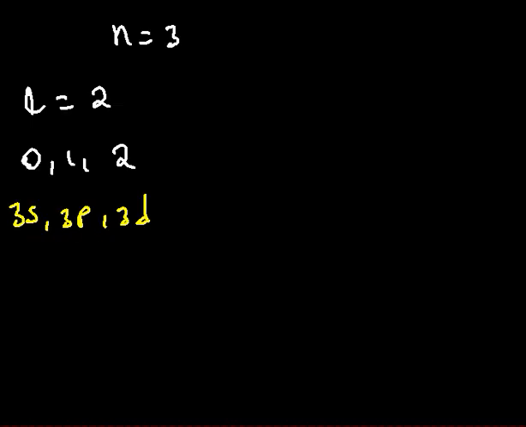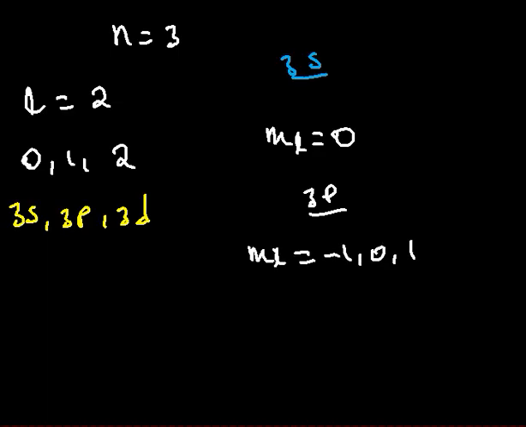And now let's go for 3s. The value of L corresponding to 3s is 0, of which ML corresponds to 0. And let's go for 3p. The value of L corresponding to 3p is 1, of which ML is negative 1, 0, positive 1. And let's go for 3d. The value of L corresponding to 3d is 2. So which means we have ML given as negative 2, negative 1, 0, 1, 2.